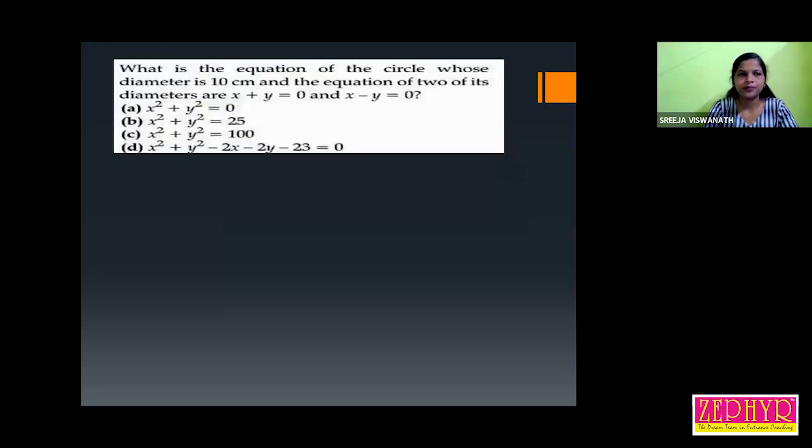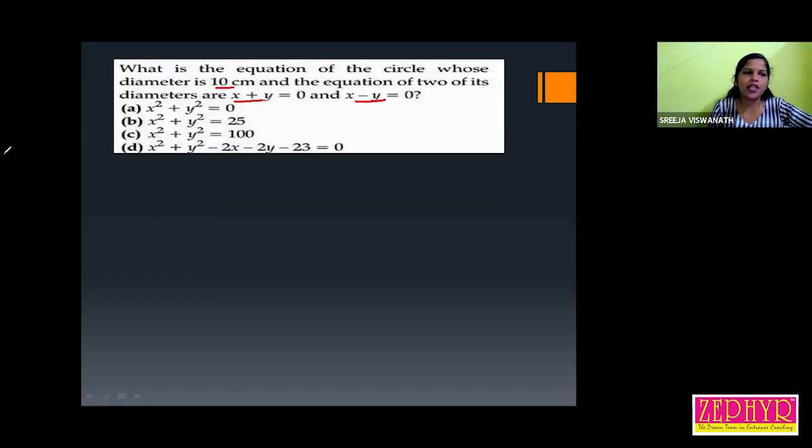Next question. Read the next question. What is the equation of the circle whose diameter is 10 centimeter and equation of two of its diameter are x plus y equal to 0 and x minus y equal to 0?